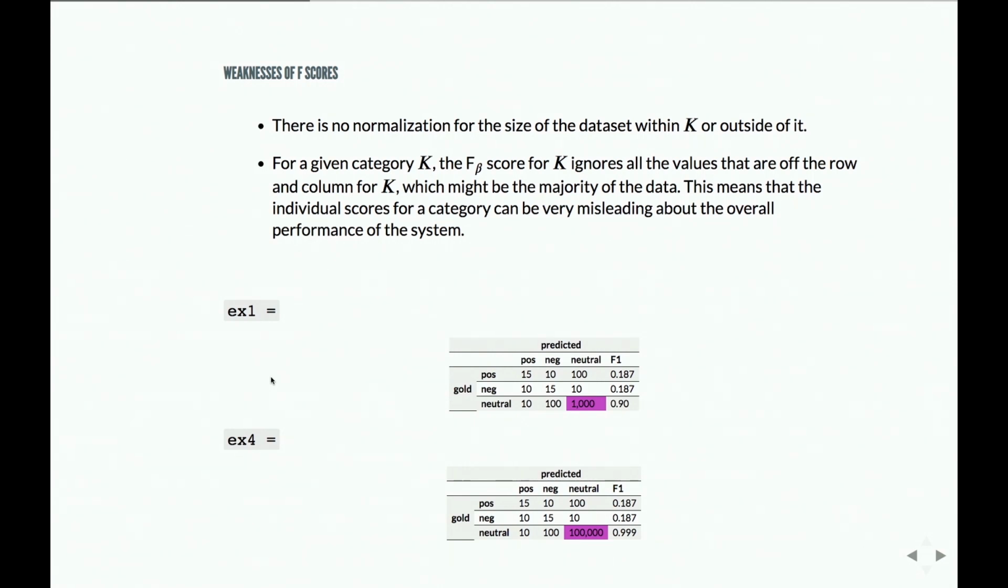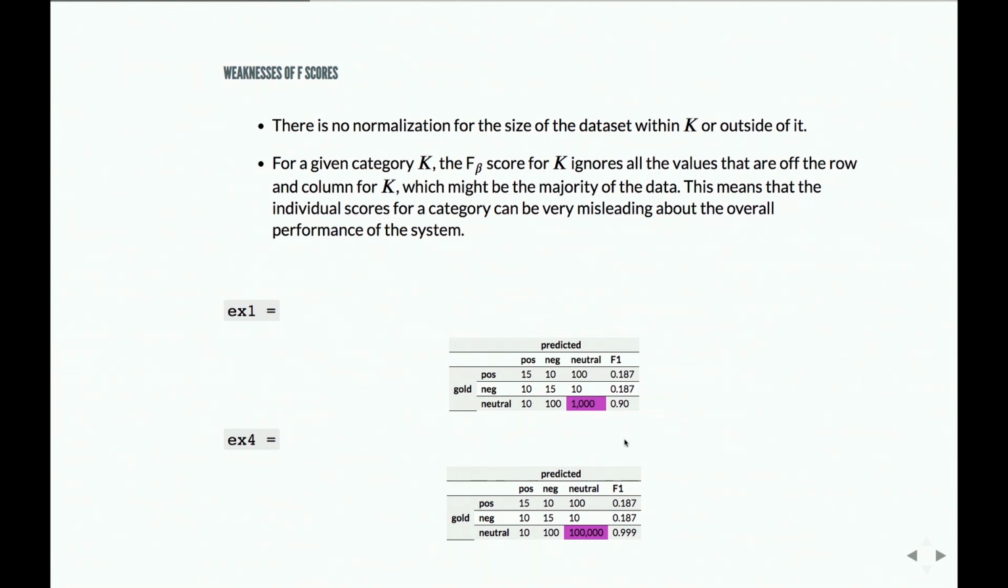What are the weaknesses of F-scores? There's no normalization for the size of your data set within the class that you're focused on or outside of it. The other thing you might highlight is that for a given F-score, if you think about focusing on positive, positive F1 pays attention to all the row values and all the column values, but it ignores everything that's off of those rows and columns. To illustrate that, here I have example 1, where down here in the corner you have 1,000. And for this data set, I changed that to 100,000. For positive and negative, F1 is the same across these two data sets.